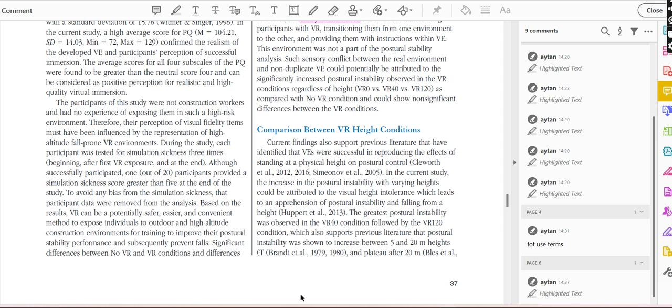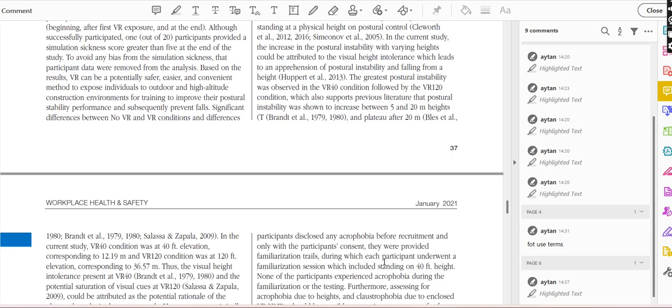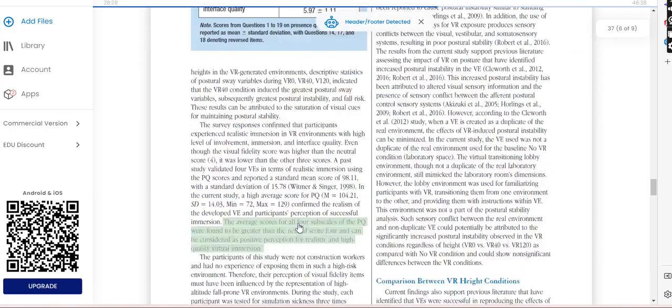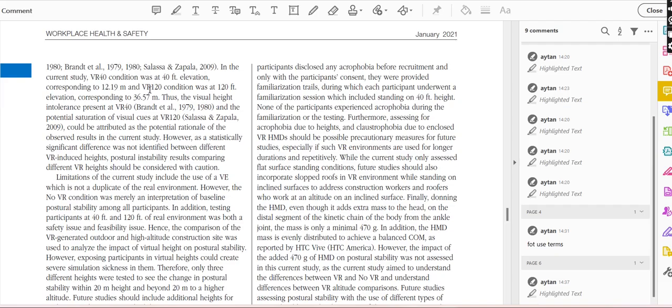2013. The greatest postural instability was observed in the VR40 condition followed by the VR120 condition, which also supports previous literature that postural instability was shown to increase between 5 and 20 m heights, and plateau after 20 m, Bles et al. Table 2. Descriptive statistics for the subscales of presence questionnaire. Subscales of PQ. 1980, Brandt et al., 1979, 1980, Salasa and Zappala, 2009. In the current study, VR40 condition was at 40-foot elevation, corresponding to 12.19 m, and VR120 condition was at 120-foot elevation, corresponding to 36.57 m. Thus, the visual height intolerance present at VR40 and the potential saturation of visual cues at VR120 could be attributed as the potential rationale of the observed results in the current study.